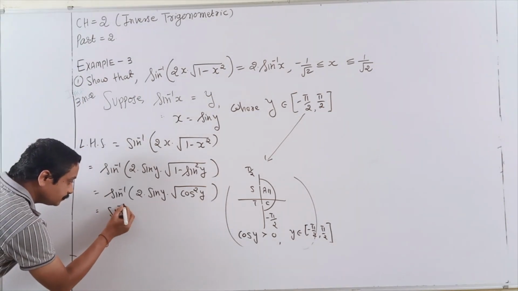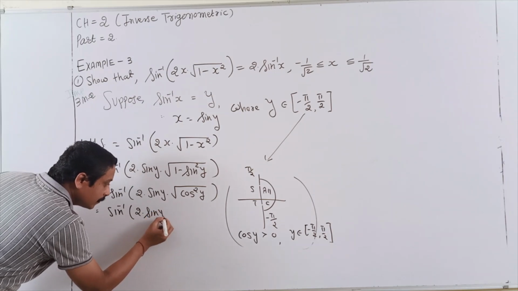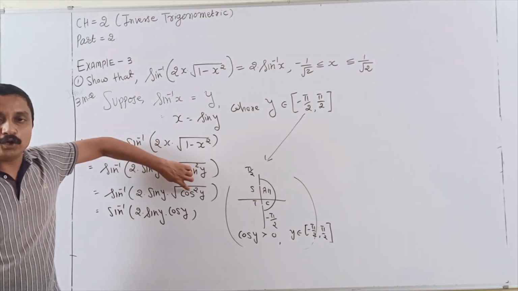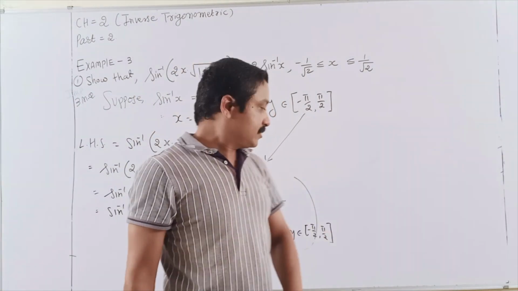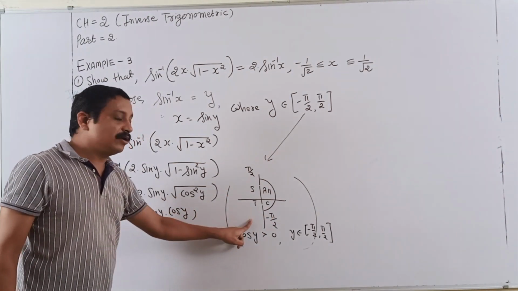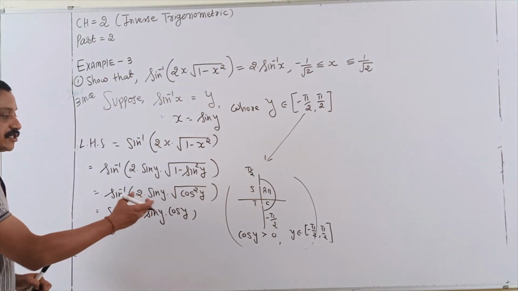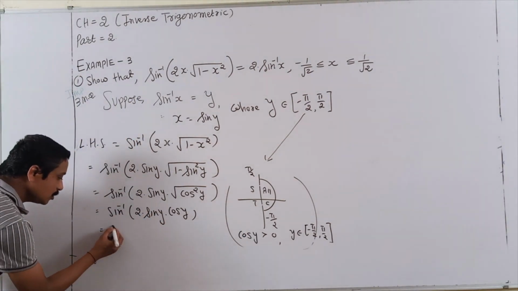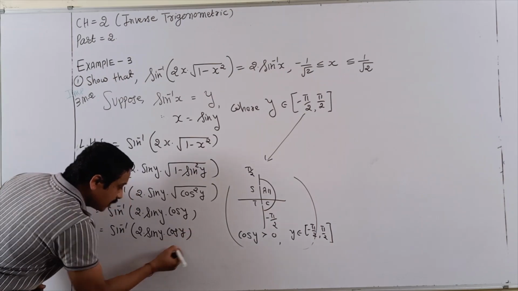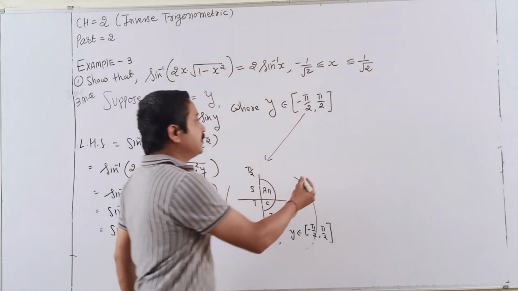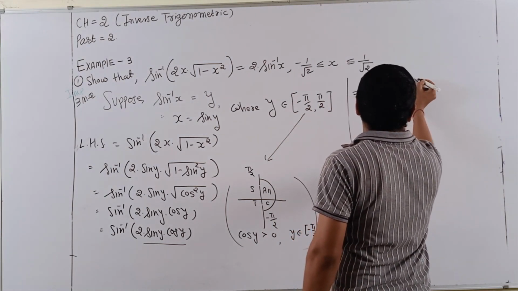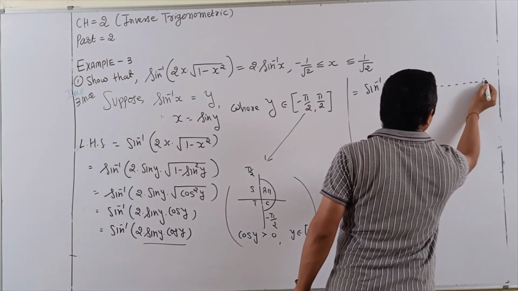So sine inverse 2 sin y into cos y. Are you clear, students? Generally, for any square root, your answer is plus or minus. But in this case, only according to the condition, they lie in the first and fourth quadrant. In first and fourth, cos is positive. So sine inverse of 2 sin y cos y, and this value is known, students. Yes, this value is sin 2y.